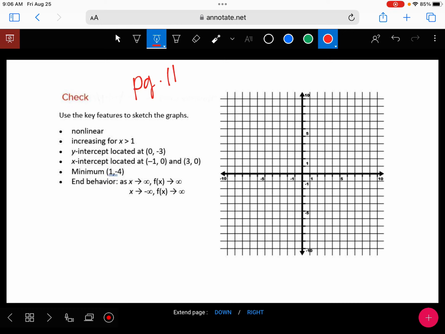All right, I want you to go ahead and plot these points. There's actually 4 points that they want us to plot. So we have a y-intercept, we have 2 x-intercepts, and we also have a minimum. Go ahead and put a point at all 4 of those places. Plot 4 points. Put a point at 0, -3. Put a point at -1, 0, +3, 0, and a point at +1, -4.